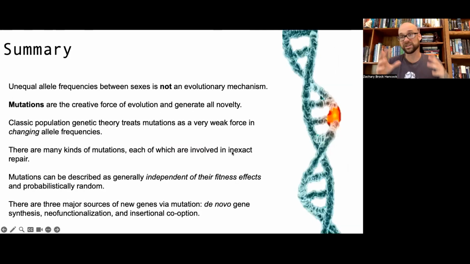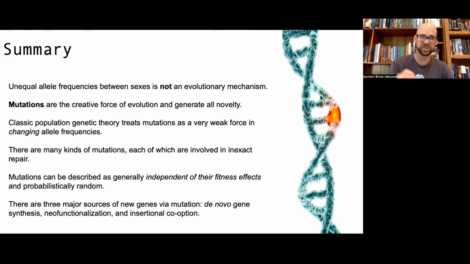Okay, so in summary, we've talked about a ton of different things, and so I want to go through the highlights, the big points that we touched on. First, going back to the very beginning, we found that unequal allele frequencies between the sexes is not an evolutionary mechanism. One generation of random mating returns you back to Hardy-Weinberg equilibrium, and this is why you've never heard of this as a mechanism of evolution.